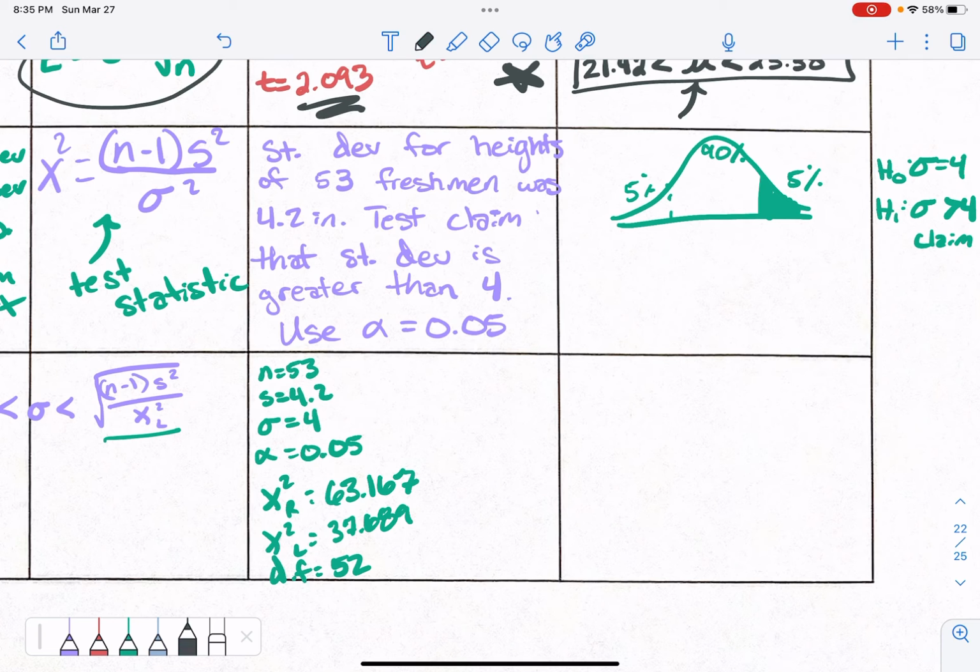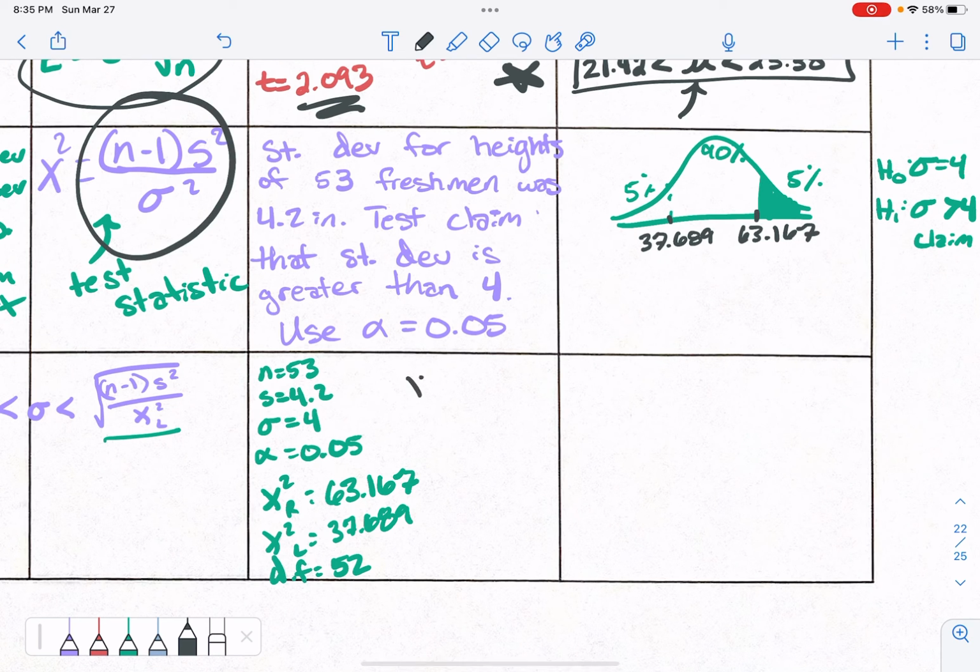All right, so if we're doing critical value method, those are actually the legit numbers that go here. 37.689 and 63.167. Those are my two numbers that go there, and we have to just calculate this information. So I'm going to do that here. Chi squared is n minus 1, that's 52, times standard deviation, 4.2 squared, over 4 squared.